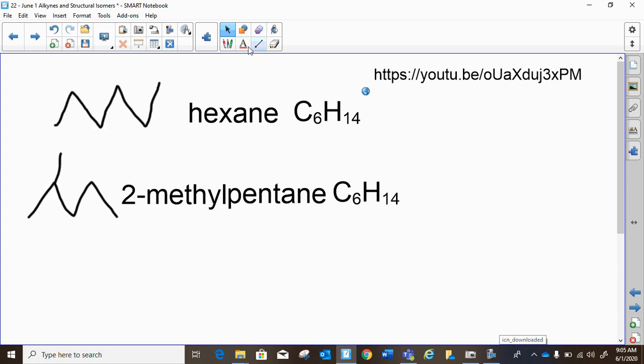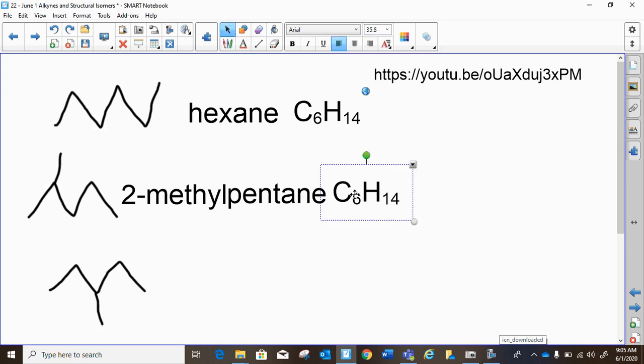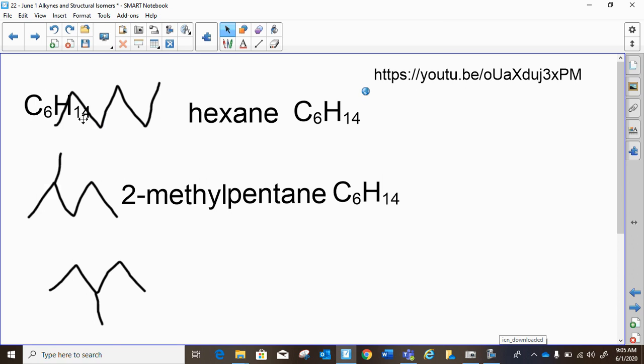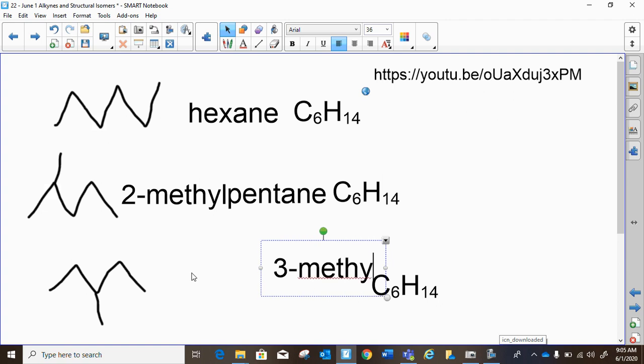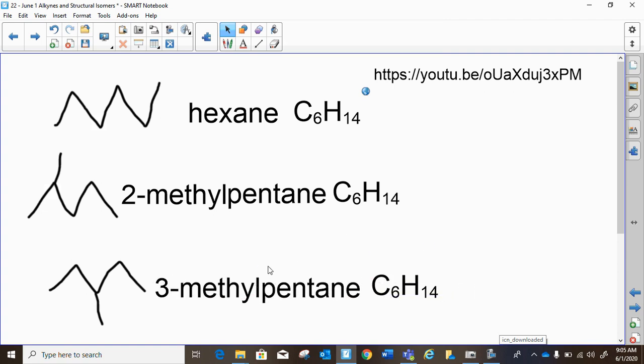Now what if we did the same thing again? 1, 2, 3, 4, 5. Okay, that's very messy. You can't have that. 1, 2, 3, 4, 5. But instead, we move that branch over off of the third. Okay, we would still have the chemical formula C6H14, but instead we would have 3-methyl pentane because now that branch is off the third.